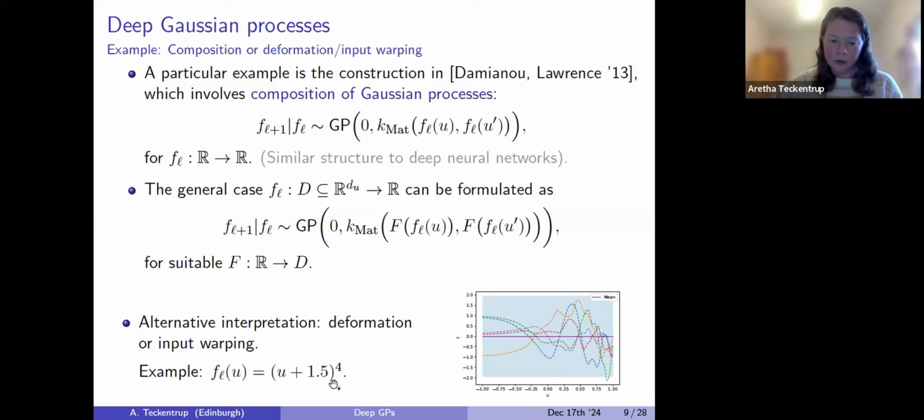As a very simple example, you can think of this function, which does exactly what I just described. In this part of the domain, it pushes things closer together, so you have very high correlations and you get constant functions. Whereas on this part of the domain, it pushes things further apart, so you get less correlation and more oscillatory behavior. Hopefully one of these, either the input warping or just the composition as you do in neural networks, would make sense to you.